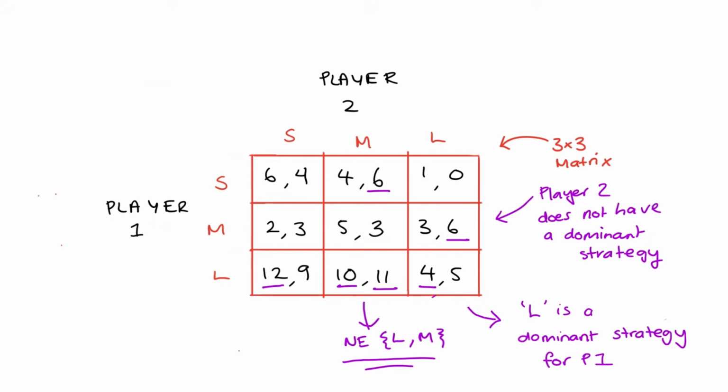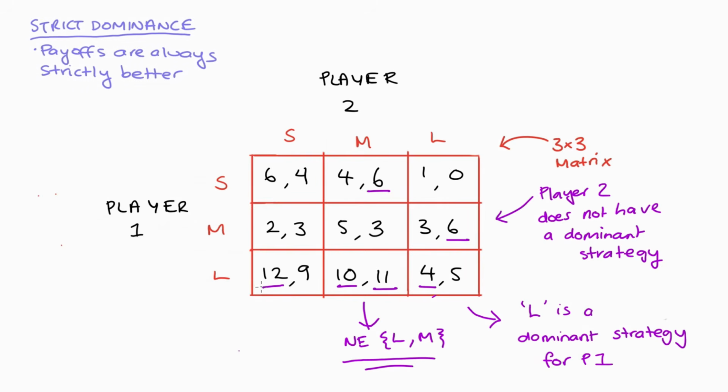The sort of dominance that we're seeing is called strict dominance, because the payoffs associated with playing L for player 1 are strictly better than the payoffs that they get from any of the other strategies that they could take. Here, when I say strictly, I just mean always greater than, never equal to. So 12 is greater than 2 and 6, strictly. 10 is strictly larger than 5 and 4. And 4 is strictly larger than 3 and 1. So player 1 has a strictly dominant strategy.